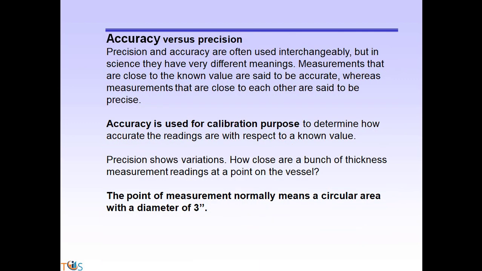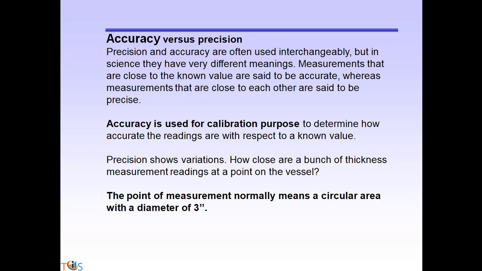Accuracy versus precision. Precision and accuracy are often used interchangeably, but in science they have very different meanings. Measurements that are close to a known value are said to be accurate, whereas measurements that are close to each other are said to be precise. Accuracy is used for calibration purposes to determine how accurate the readings are with respect to a known value. Precision shows variations, so how close are a bunch of thickness measurement readings at a point on the vessel.